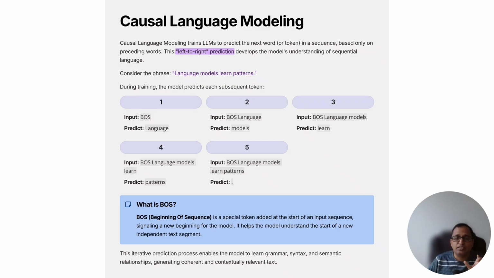This step-by-step prediction is how the model gradually learns language structure, from grammar and word order to meaning and context. And remember, the first token, BOS, is crucial. It acts like a starter marker, telling the model that this is the beginning of a new segment. If we do this across millions and billions of examples, the model develops an intuitive understanding of how language flows and becomes capable of generating contextually relevant responses.